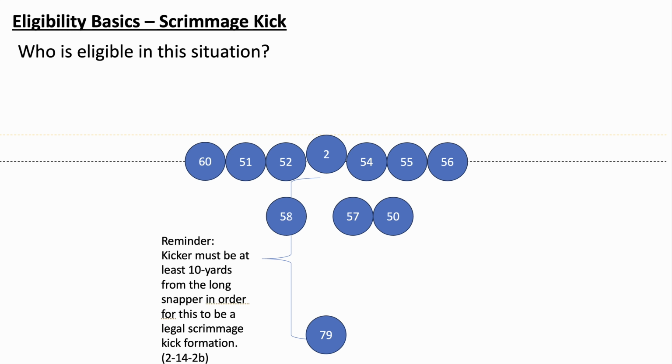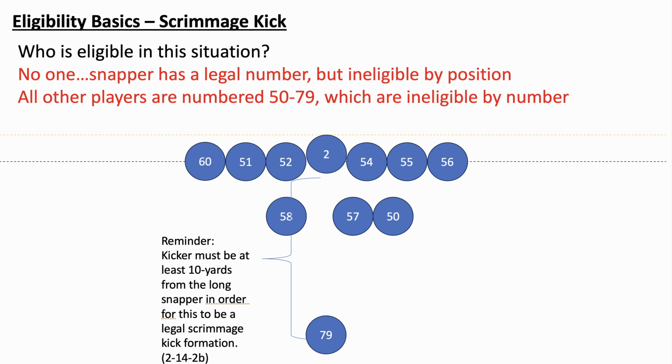Who is eligible in this situation? We are in a legal scrimmage kick punt formation here because we see that there's a kicker that is 10 yards from the snapper who is on the line of scrimmage. But we have no one that is eligible to touch a legal forward pass in this formation. All of our players on the line of scrimmage are numbered 50 to 79, with the exception of the snapper, who is number 2. And by position, he is ineligible to catch a legal forward pass. He is not a back, and he is not on the end of his team's line of scrimmage. So this is a particular formation that you would see with all of these linemen. No one is able to catch a legal forward pass.